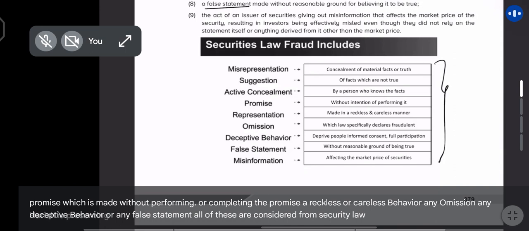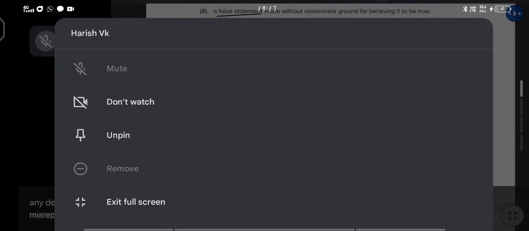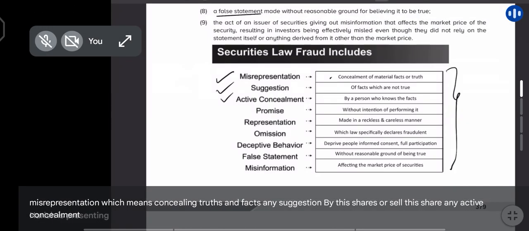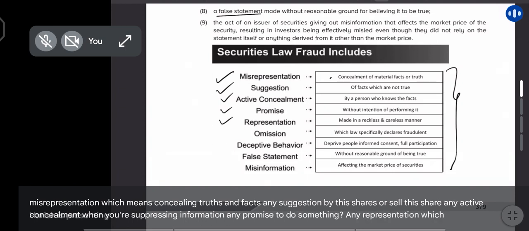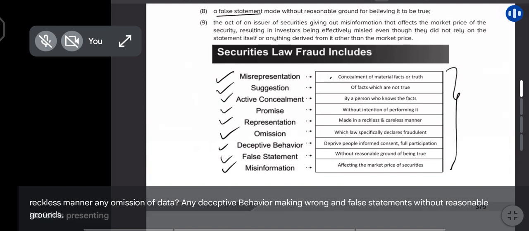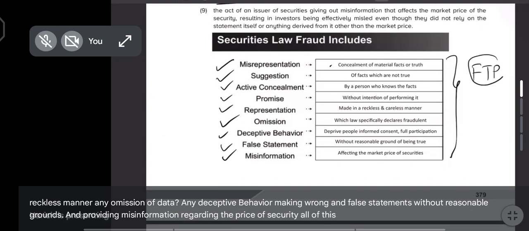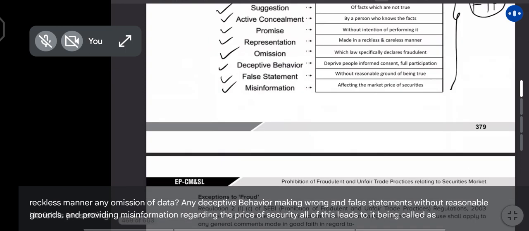Security law fraud therefore includes any misrepresentation, which means concealing truths and facts, any suggestion to buy or sell a share, any active concealment when you're suppressing information, any promise to do something, any representation which is made in a reckless manner, any omission of data, any deceptive behavior, making wrong and false statements without reasonable grounds, and providing misinformation regarding the price of securities. All of this leads to it being called an FTP.